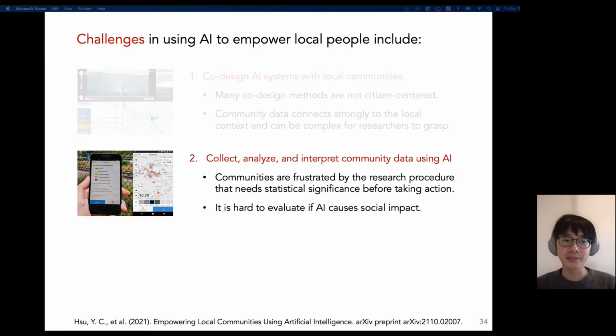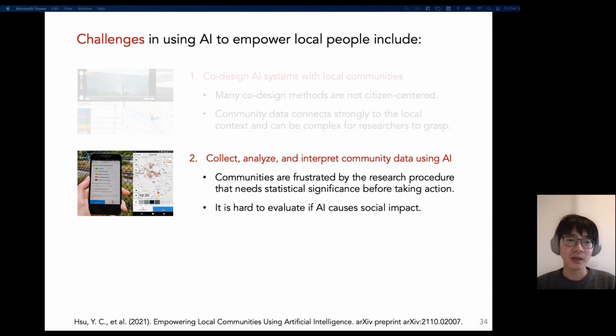The second challenge is in collecting, analyzing, and explaining all this community data using AI pipelines. The reason we need to do that is because we need to provide data to convince people, and we need to explain to people how we are going to use this. The challenge is that communities don't want the research procedure to require formal statistical significance before the government can take action. They want some immediate social impact that they can see. And this is a challenge, because how can we show this kind of impact to people?